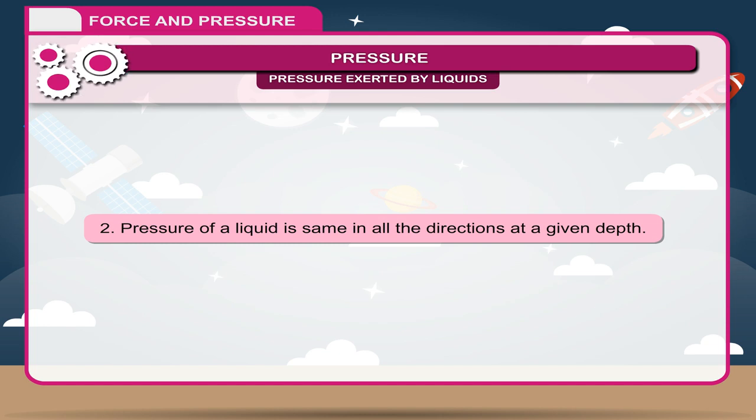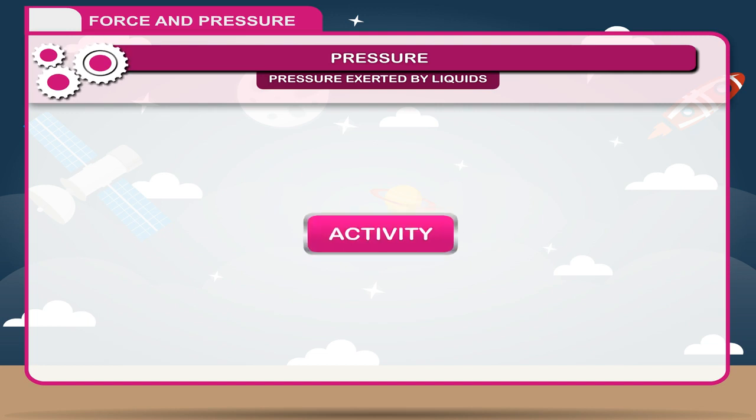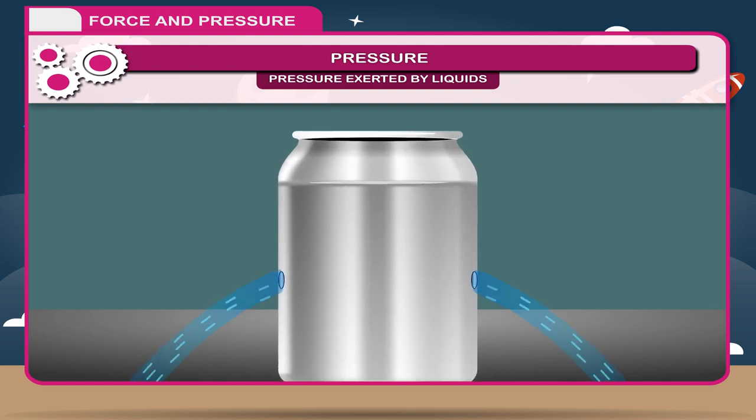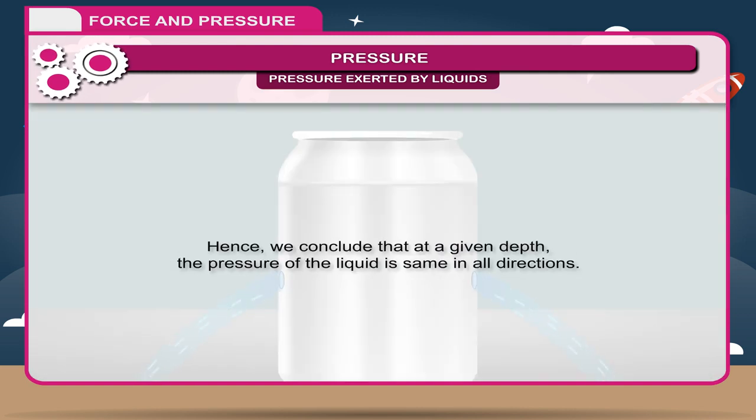2. Pressure of a liquid is same in all the directions at a given depth. Activity. Take a tin can, drill holes around it at the same depth, put water in it and open the holes. You will notice that water is coming out from the holes with the same speed and falling at the same distance. This shows that at a given depth, pressure of a liquid is the same in all directions. Hence, we conclude that at a given depth the pressure of the liquid is the same in all directions.